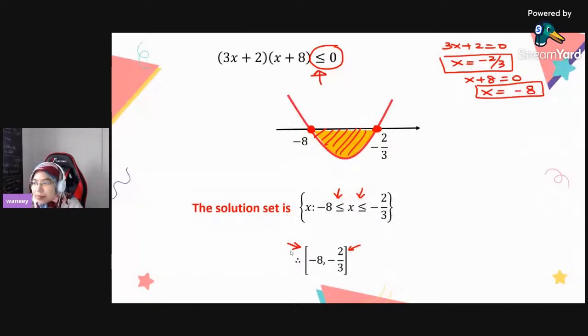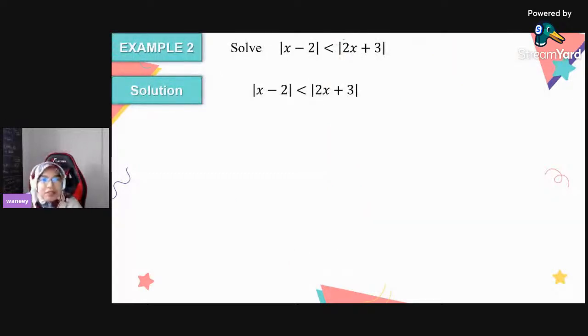Okay, next. Solve absolute value of x minus 2 less than absolute value of 2x plus 3. Okay, so now, firstly, as usual, we should check first how many absolute values do we have. So one absolute value on the left, another absolute value on the right hand side. Therefore, this is the case when we have two absolute values.